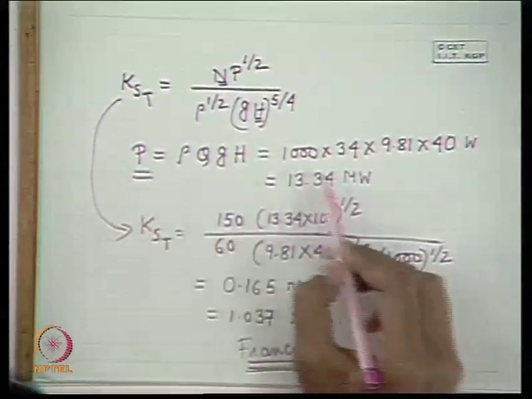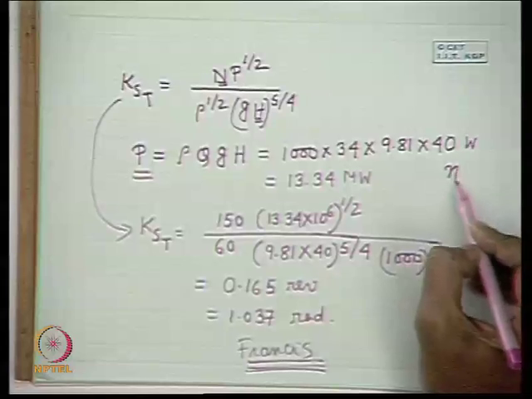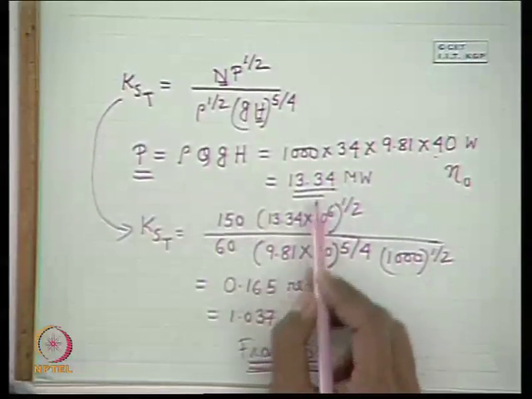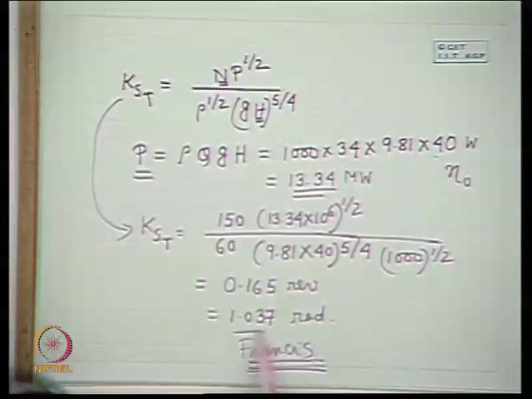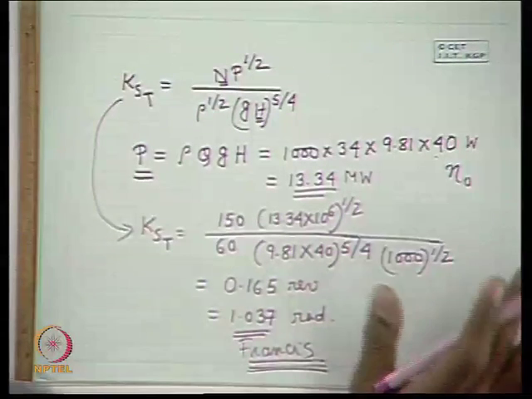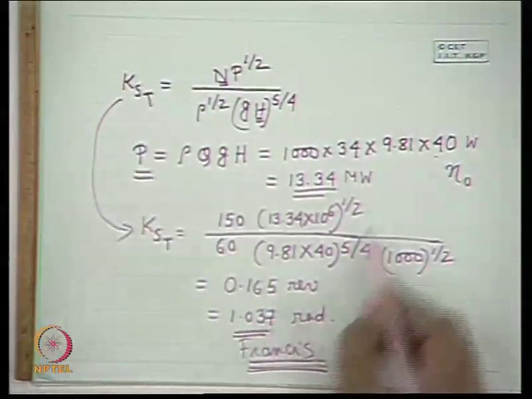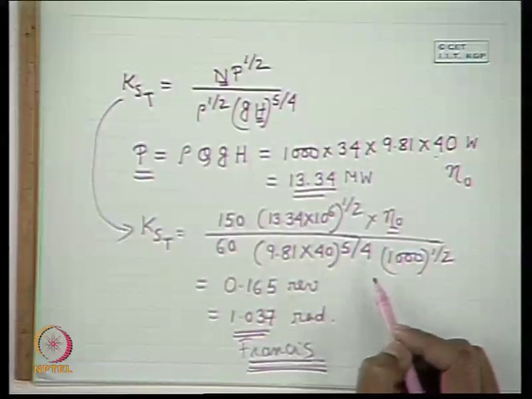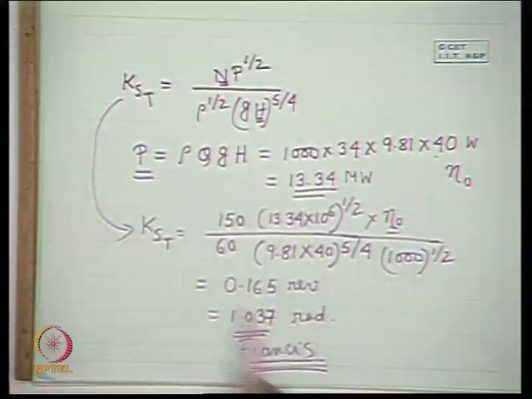Here we have used the power developed. We have considered the hydraulic or overall efficiency to be 1. That means this is the power developed. If we use this power developed, we will get a KST of this amount. Now, if you choose any turbine, this may be reduced because the power developed may be reduced. We may multiply by eta O. That will not change the order of this KST.